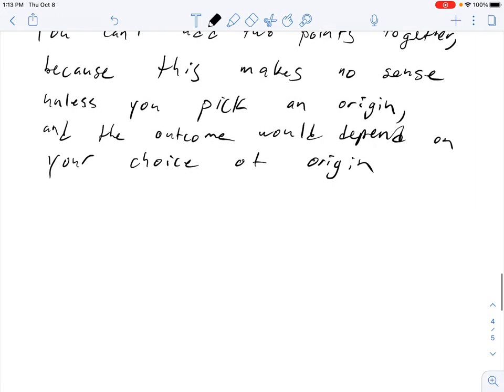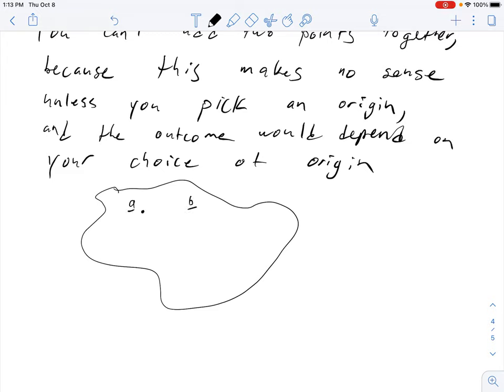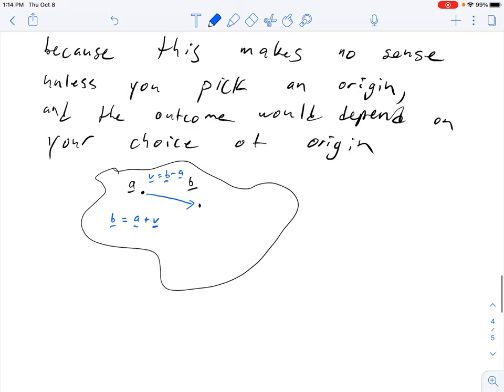Right, so to see this, imagine that we have a two-dimensional Euclidean space and we're just looking at a little bit of it here, and we have point A, point B over here. Well, the vector V equals B minus A, that's pretty well defined. As is the point B equal to A plus V, right? So we can add a vector to a point and get a point.